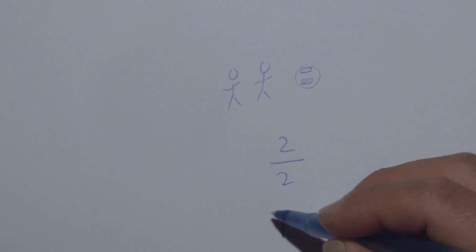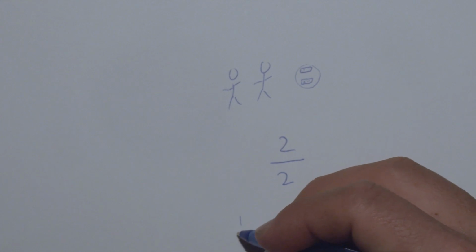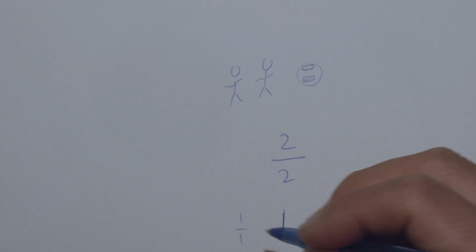And really that 1 is like 1 over 1. So it's like 1 burrito for 1 person, right? And 1 divided by 1 is 1, but you get the point.